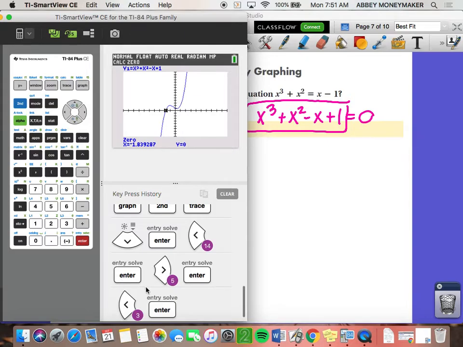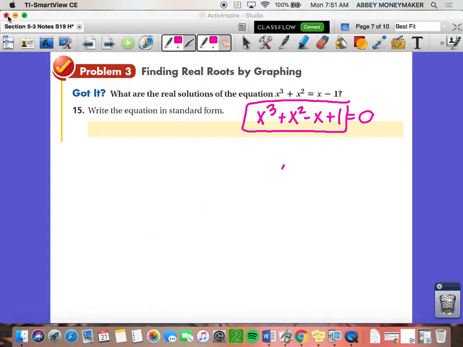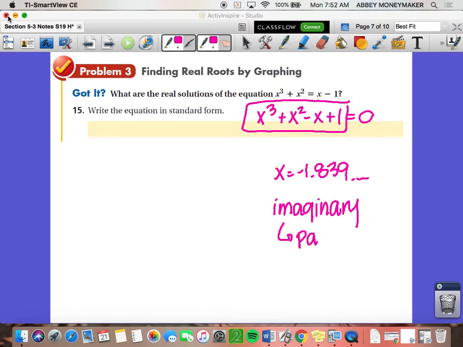Now, I know what you're thinking. The fundamental theorem of algebra says you have 3 solutions, right? But we only saw where it crossed the x-axis one time. We saw that it was at negative 1.83 something 9, I don't know, right? What does that mean for the other 2 solutions? That means the other 2 solutions are imaginary because we did not see them cross the x-axis. Well, what do we know about imaginary solutions? They come in pairs. We will never have an odd number of imaginary solutions.